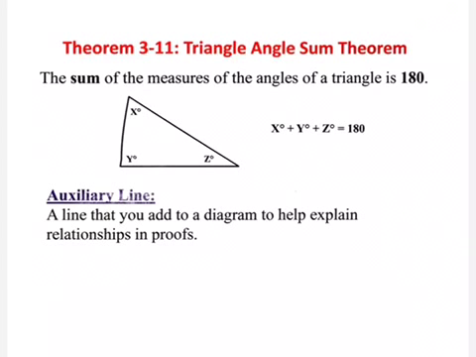Theorem 3.11, triangle angle sum theorem. The sum of the measures of the angles of a triangle is 180. So if you add up all the angles of your triangle, they should equal 180. If they do not, they are not a triangle. An auxiliary line is a line that you can add to a diagram to help explain relationships and proofs.